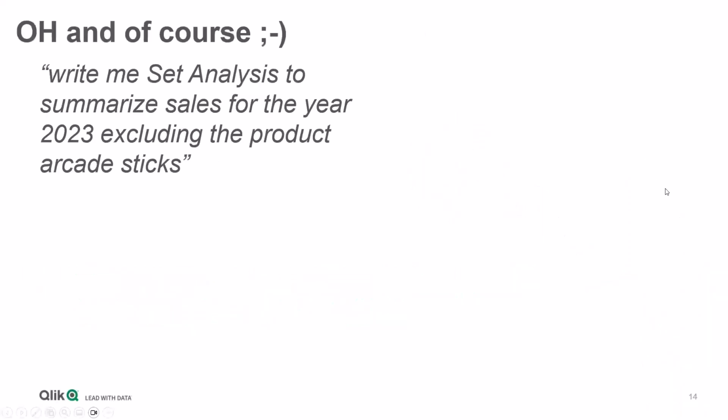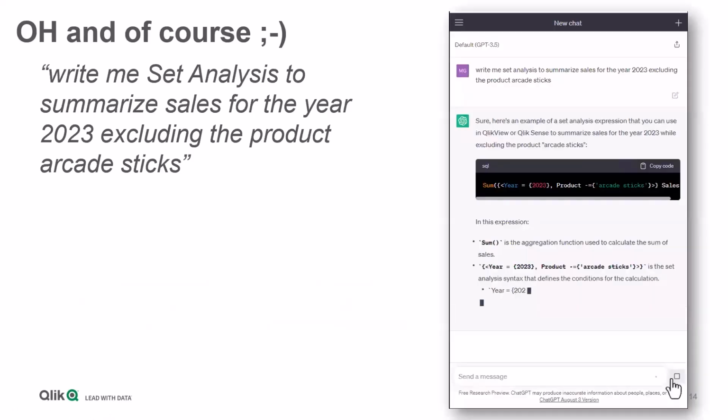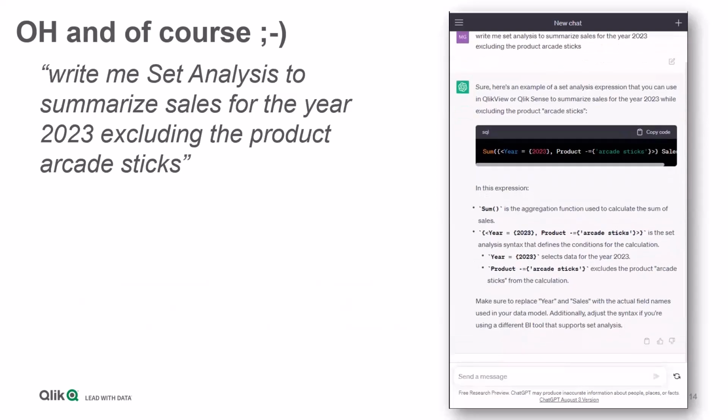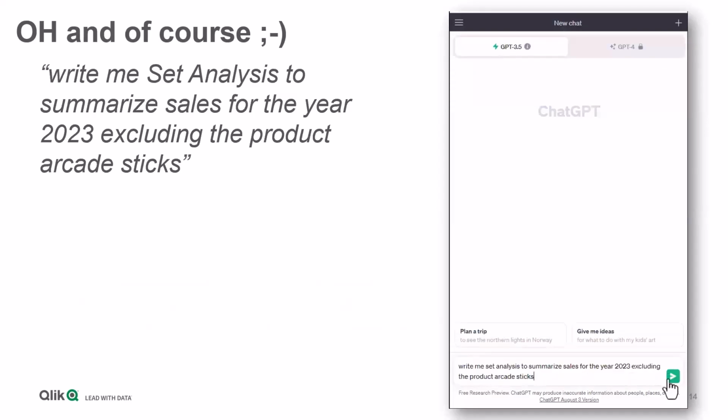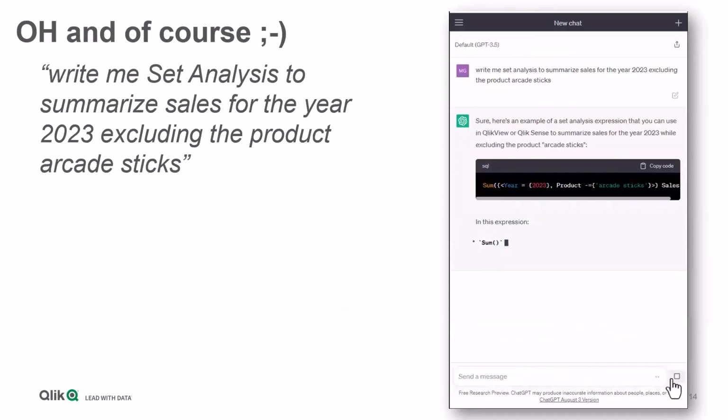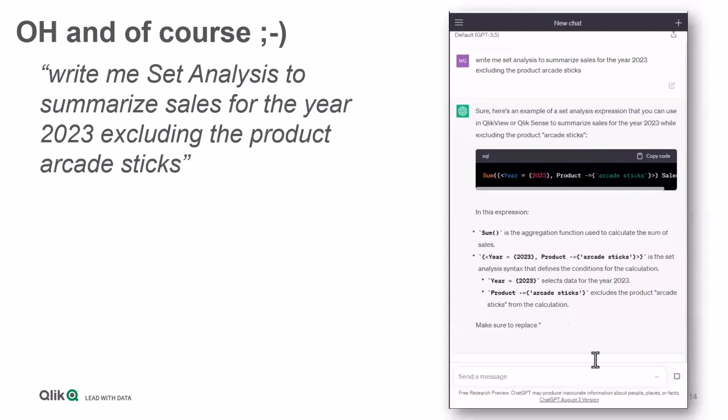And of course, write me a set analysis to summarize sales for the year 2023, excluding the product arcade sticks. So a little humor here, but you could use ChatGPT with the OpenAI integration to actually, your Qlik enthusiasts will appreciate this one, write a set analysis expression that you could cut and paste and use within your formulas.